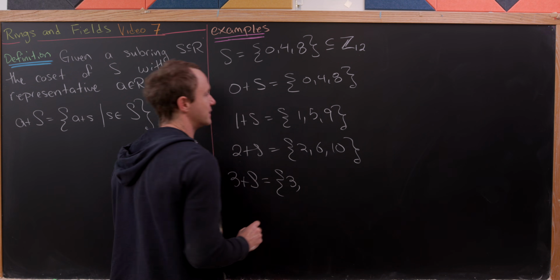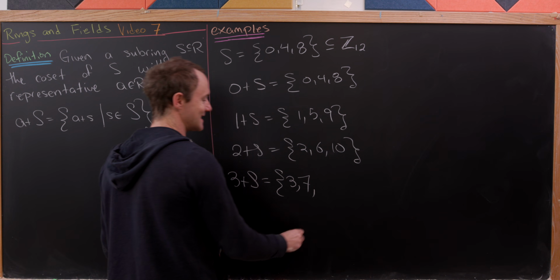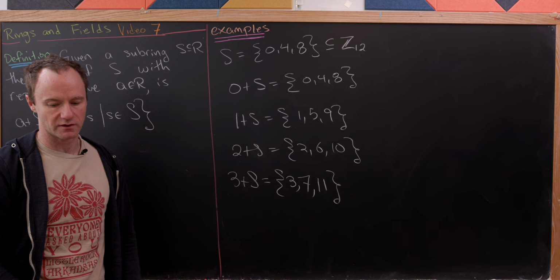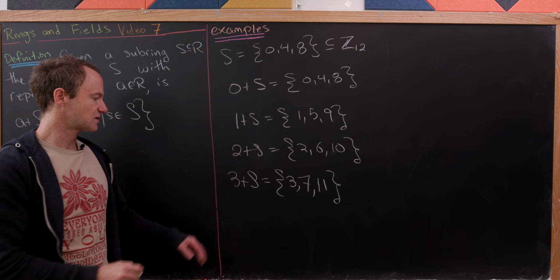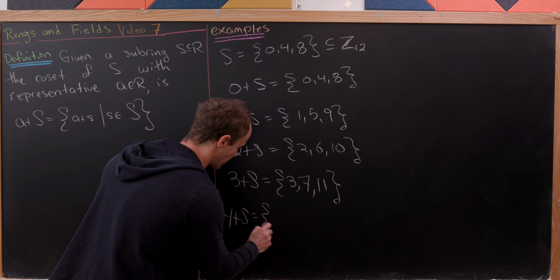So 3 plus 0 is 3. 3 plus 4 is 7, and 3 plus 8 is 11. So notice that we haven't had to reduce mod 12 yet. Okay, now let's look at 4 plus S, and we'll see that we're about to start looping around.